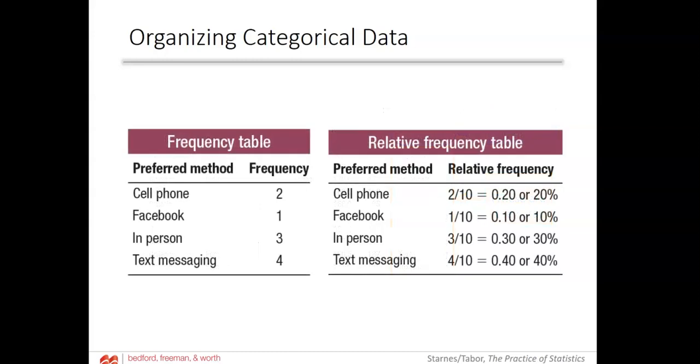So there are two types of tables here. One is called a frequency table. For cell phone, there were 2 people from Canada that said they preferred cell phone. There were 1 Facebook, 3 in person, and 4 text messaging. That's called a frequency table. How frequent was each of those 4 categorical options?